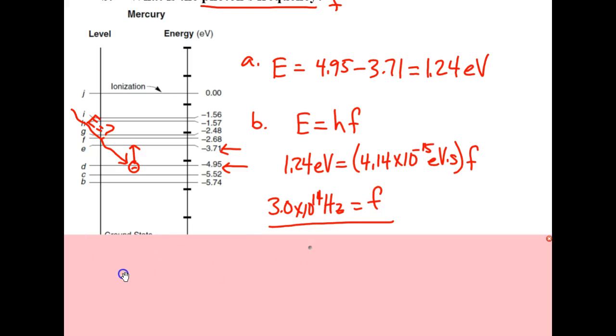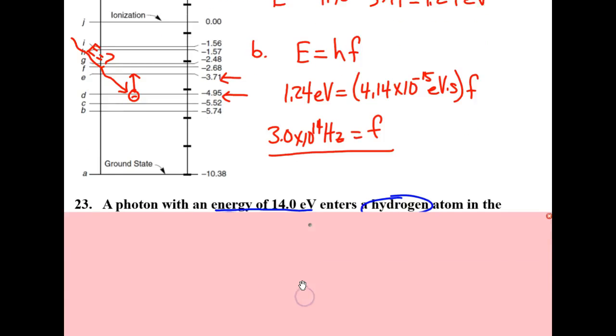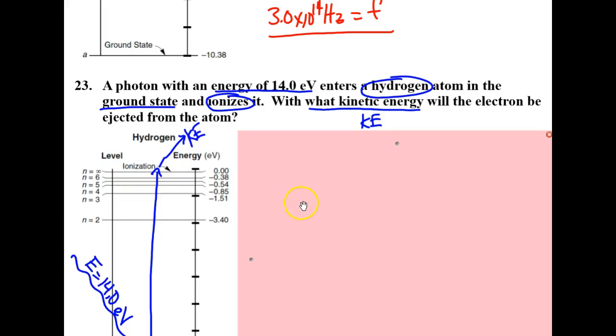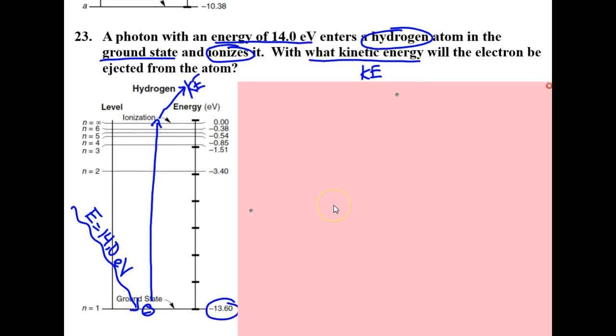All right, let's move on to 23. A photon with an energy of 14 electron volts enters a hydrogen atom in the ground state and ionizes it. With what kinetic energy would the electron be ejected from the atom? Well, we're told that the electron is in the ground state, and in the ground state, 13.60 electron volts is required to ionize it. 14 hit it, so that means it will be ionized, and then the extra leftover amount will be imparted to the electron in the form of kinetic energy.